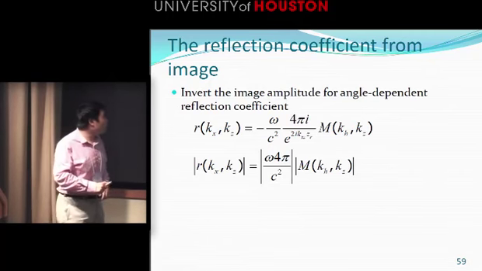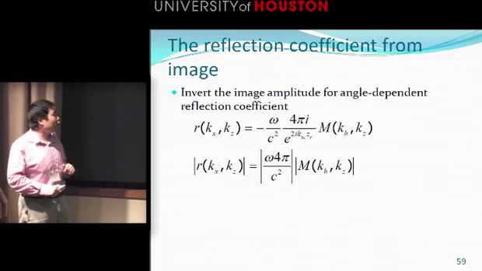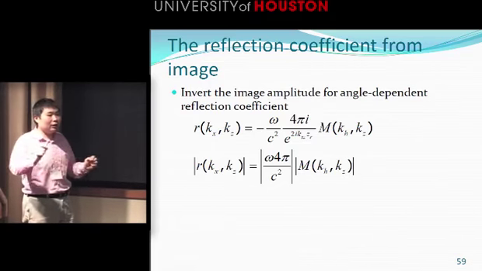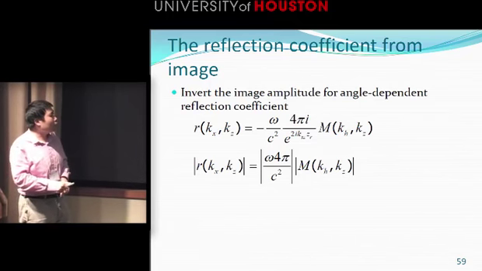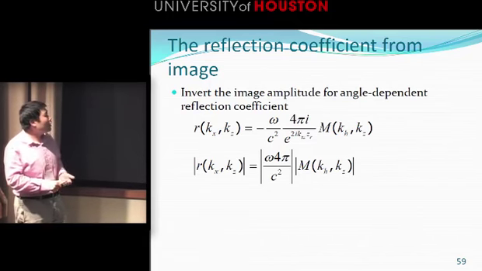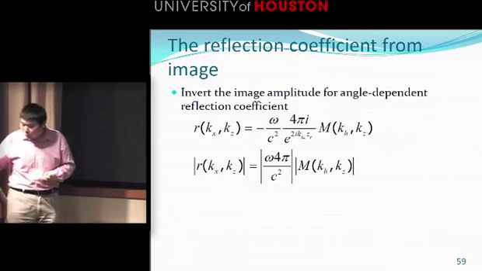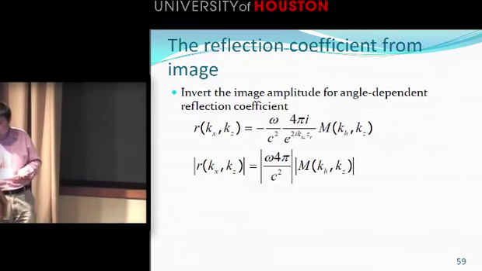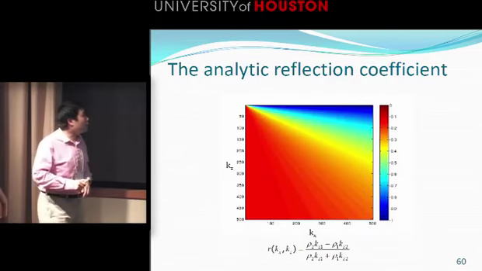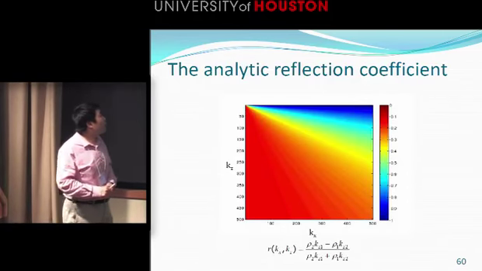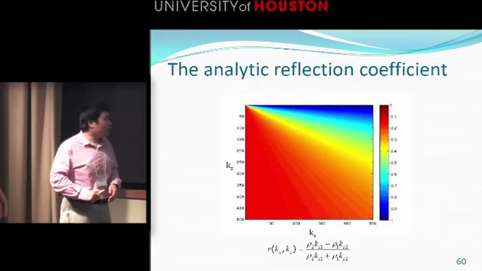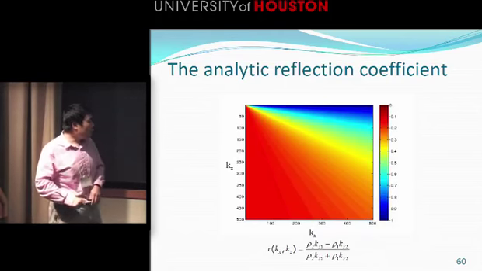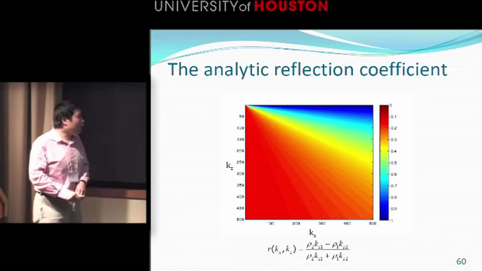So we decided we not show the number itself. We show the amplitude or the length of the complex number. We just put a norm here. We get a norm for this inverse angle-dependent reflection coefficient. Before we show the inversion result, we show the analytical result. This is the analytical reflection coefficient for our model. This is calculated from this formula.